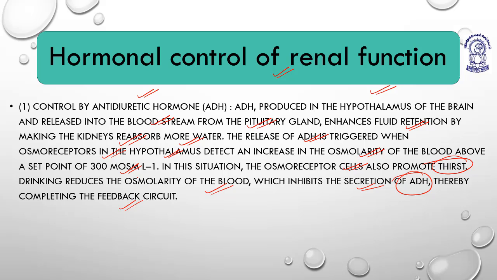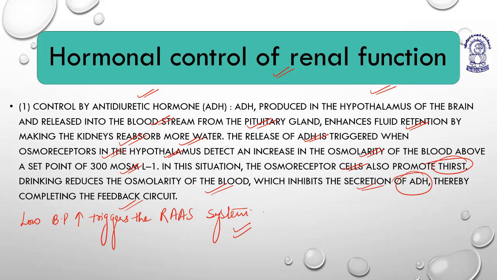So, when we talk about the role of ADH, antidiuretic hormone, in maintaining the volume of urine, it acts this way. Then the RAS system we have already discussed, the control of the juxtaglomerular apparatus. Low blood pressure basically triggers the RAS system.